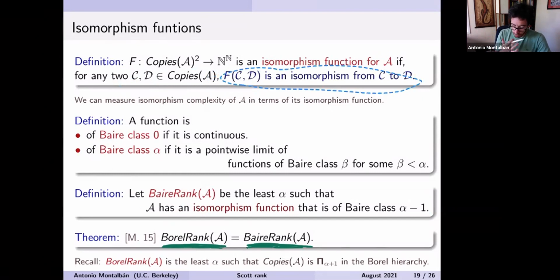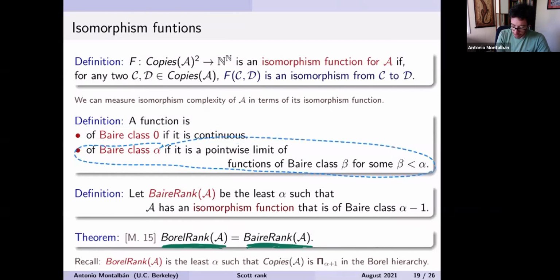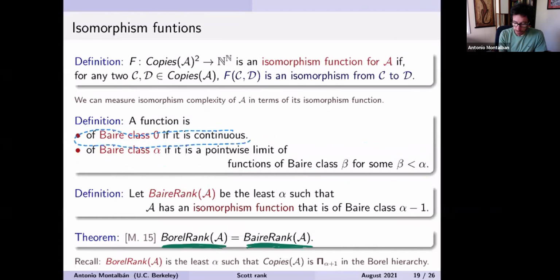The measure we had for the complexity of this isomorphism function was the Baire hierarchy. Level 0 was the continuous functions, and Baire class alpha was pointwise limits of functions of previous rank. So Baire class 1 means you're a pointwise limit of continuous functions. Okay, so let's try to understand what it means to be continuous.